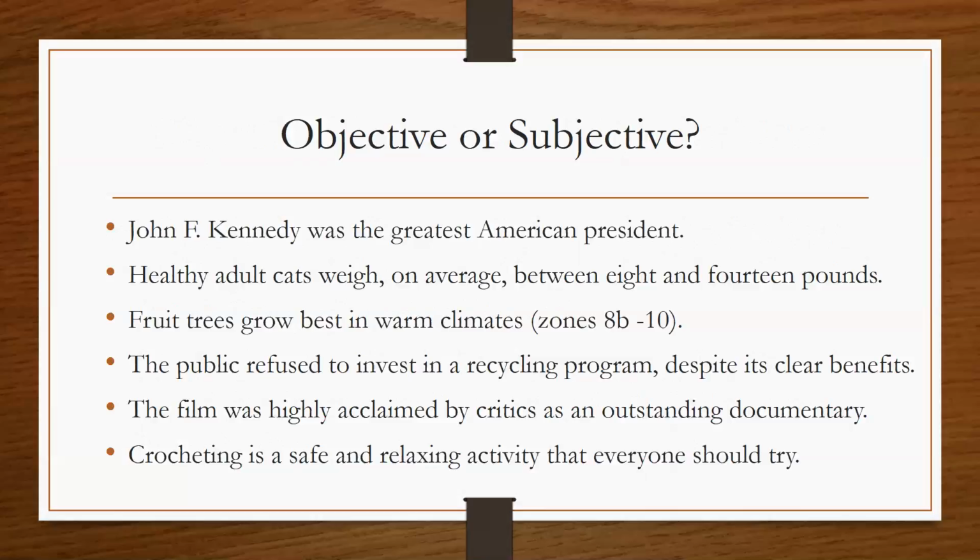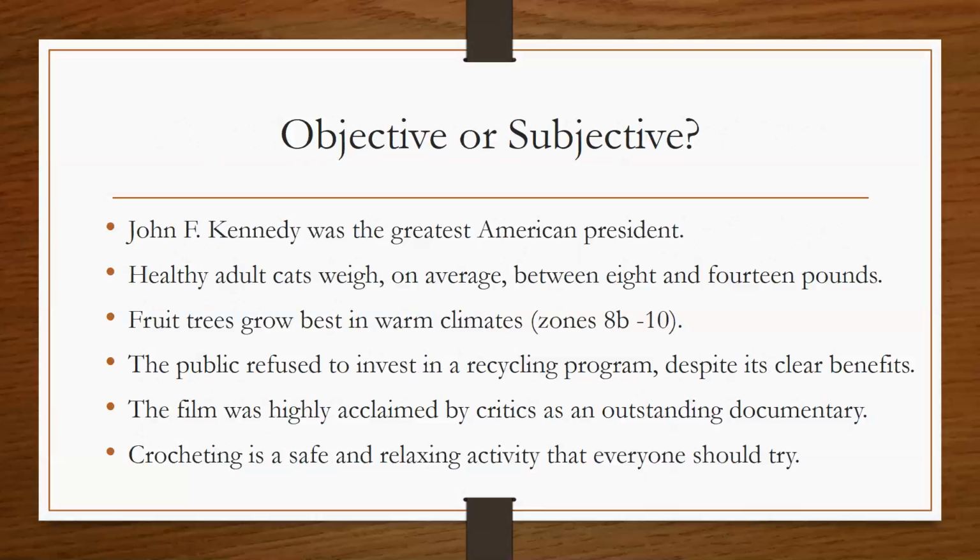On to number 2, healthy adult cats weigh on average between 8 and 14 pounds. And this is an objective statement. So we're making a proclamation of fact. We are attributing that knowledge. Likely that came from a source which we would be citing, but that is an objective statement.